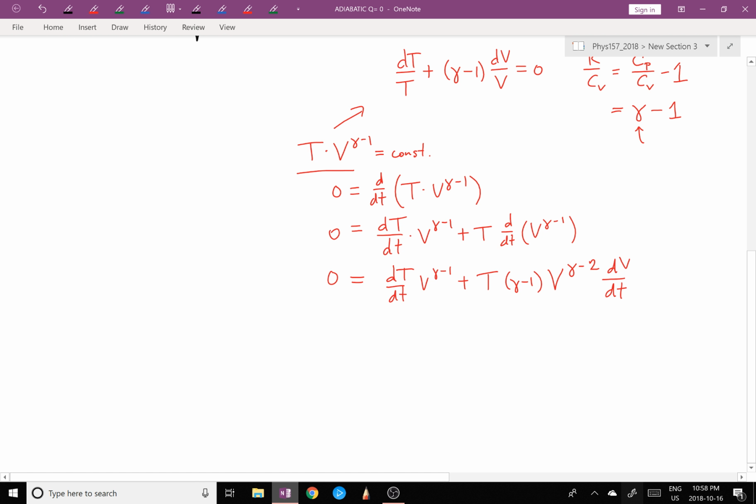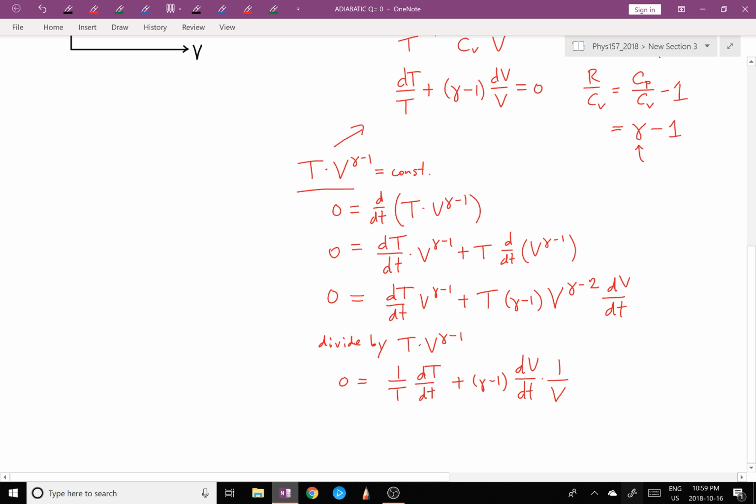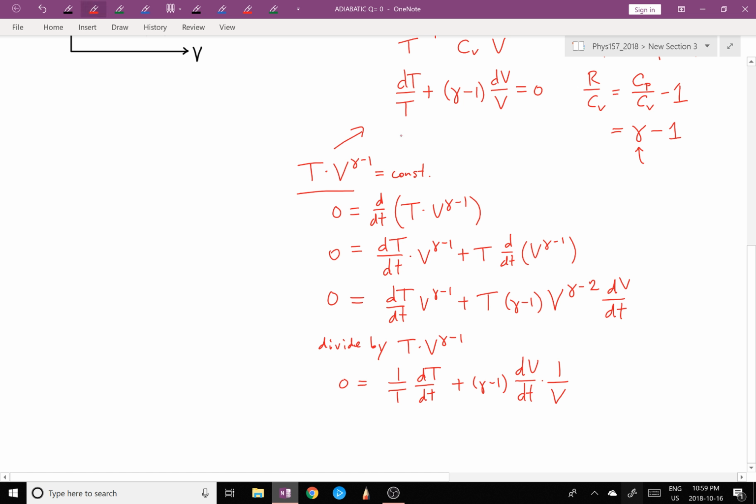So now what I'm going to do is just divide all of that. To simplify this, it turns out if I divide by my original expression, divide by T V to the gamma minus 1, then everything looks a lot simpler. So I get 0 equals 1 over T dT by dt plus gamma minus 1 times dV by dt times 1 over V. And now that almost looks like what we have up here.